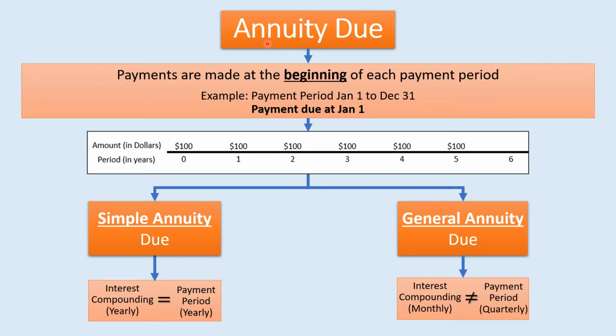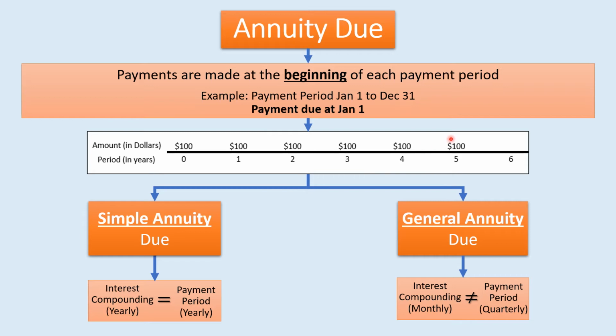Okay, so here's a quick recap of annuity due from the types of annuity video. What is an annuity due? Annuity due is when the payments are made at the beginning of each payment period. So let's assume that you're making an investment as shown in this timeline for the next 6 years, and you're investing $600, and your payment period was from January 1st to December 31st. The payment would be due on January 1st of each year, and it would begin when you initially signed the contract. So it would begin right away as soon as you sign it.